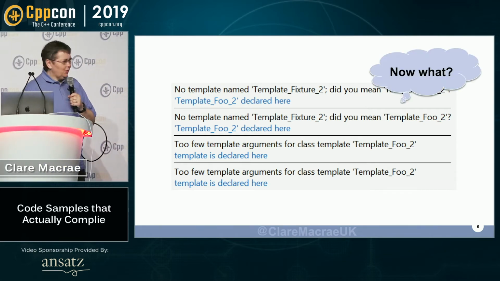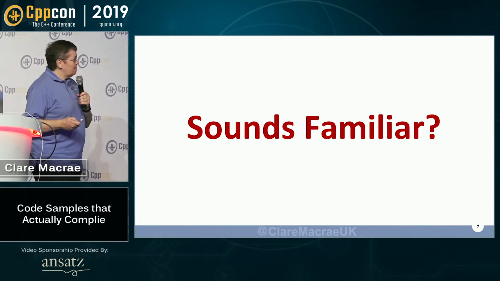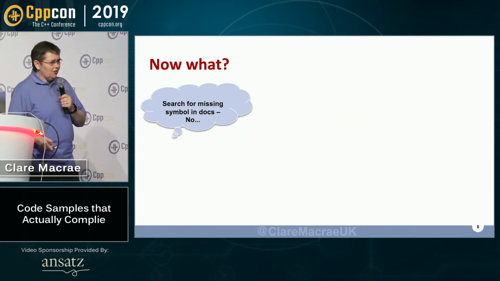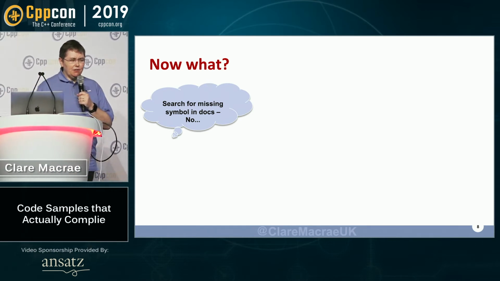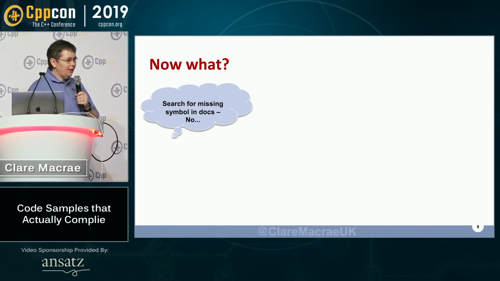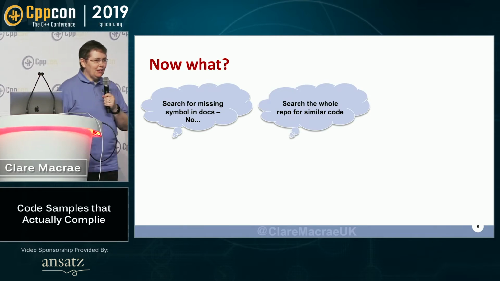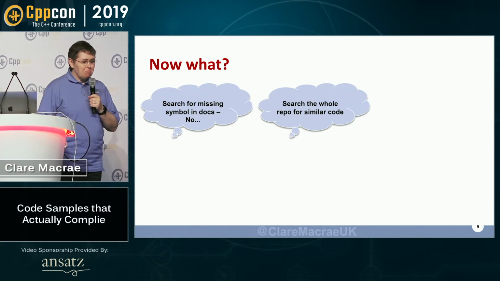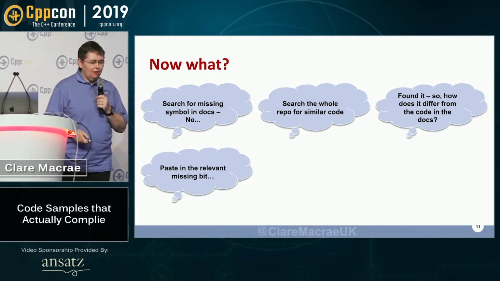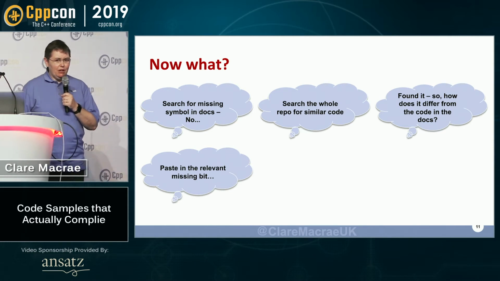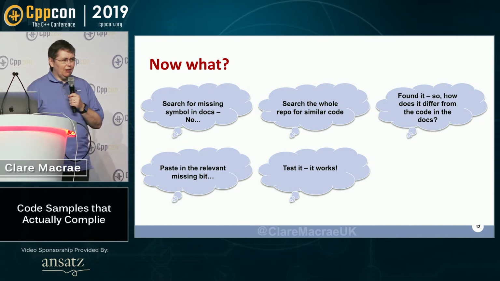So what do? Well, I'm sure it sounds familiar to a lot of you, but it was quite easy to solve. All I had to do was search for the missing symbol in the documentation. It wasn't anywhere in the documentation. Okay, so I'll search for the example code from the documentation elsewhere in the project. I found it. So then I had to diff and find out what I was missing. And then all I had to do was paste in the relevant missing bit of code, and it worked. So I was happy, job done.